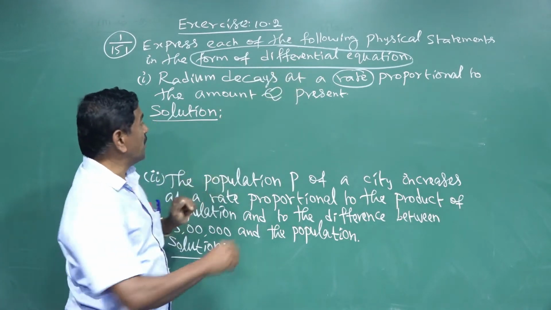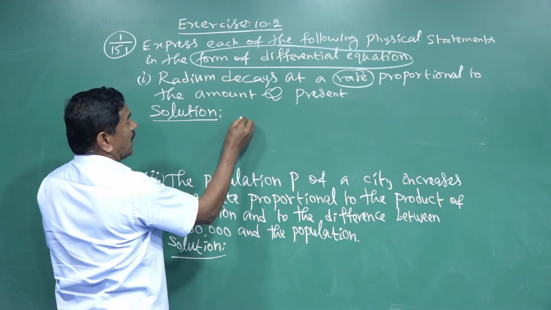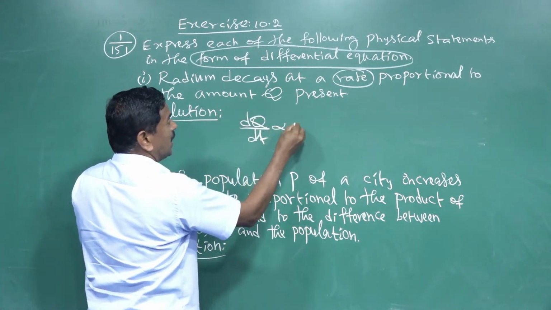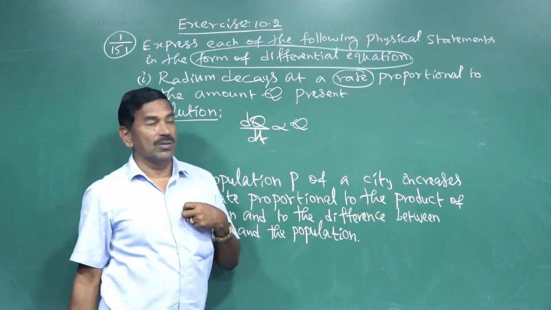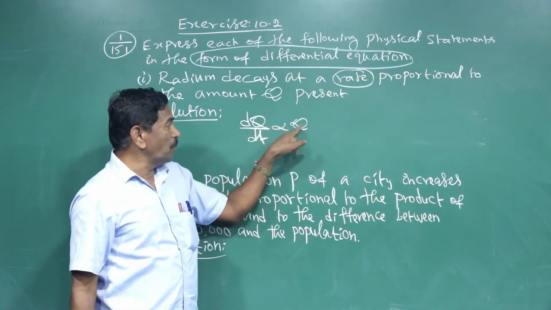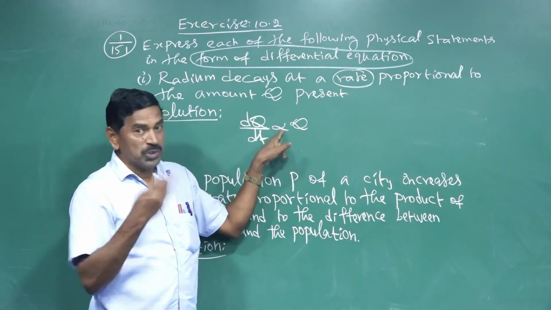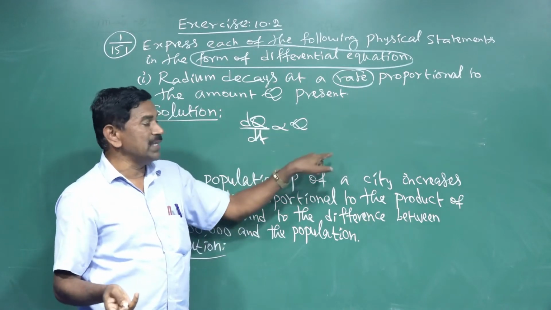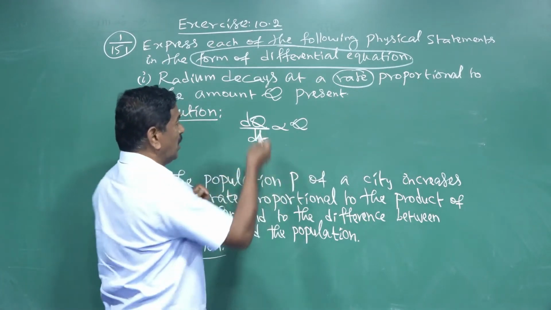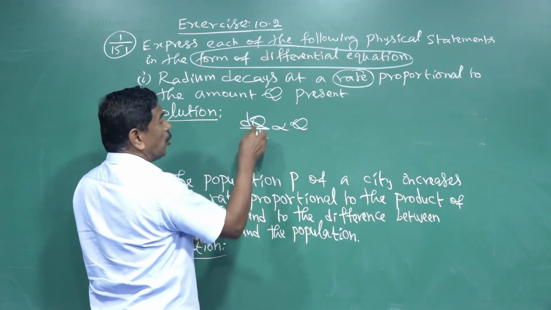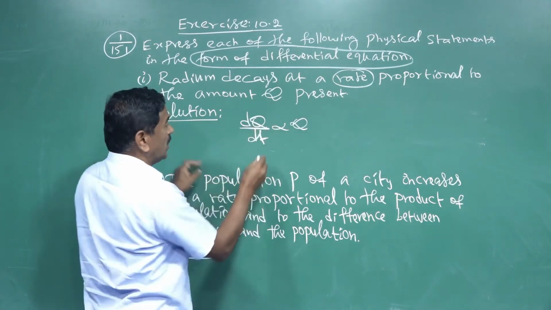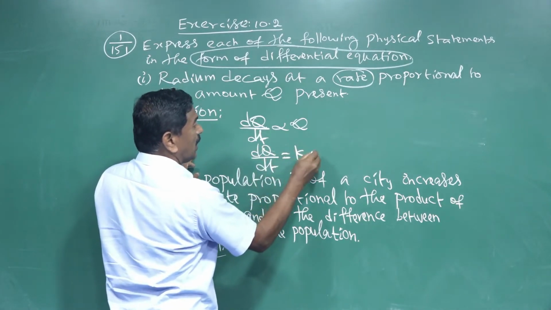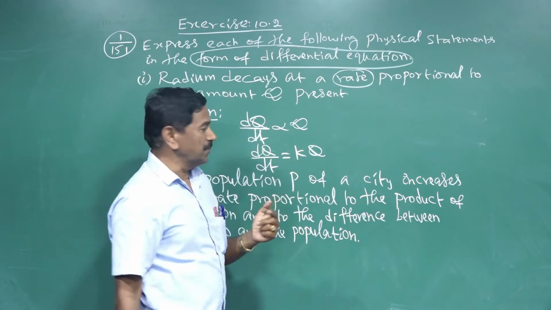To form the differential equation, the first line is dq by dt. dq by dt is proportional to q. That's all. Now remove the proportional symbol and multiply by some constant k, where k is the constant of proportionality. Now the next line is very simple: dq by dt is equal to k into q. That's all. Hence the answer.